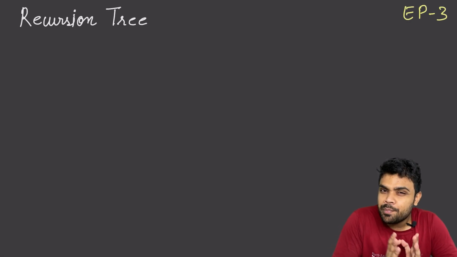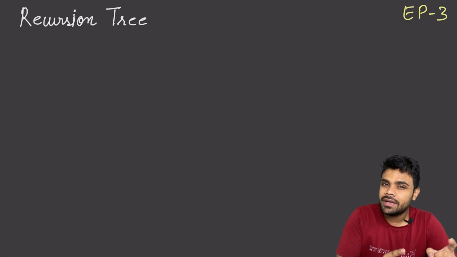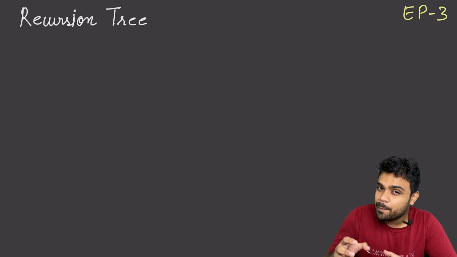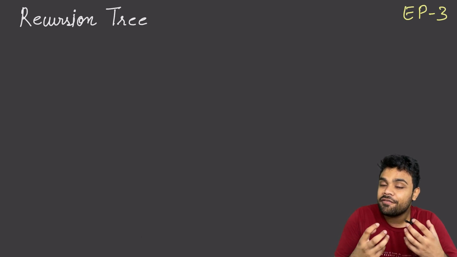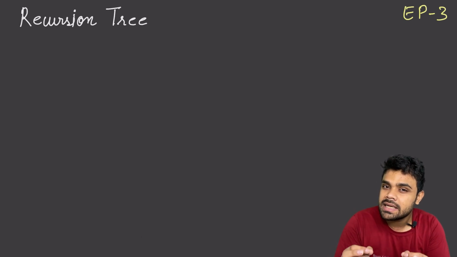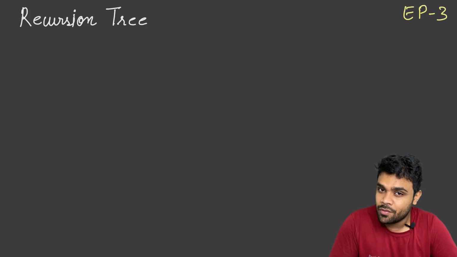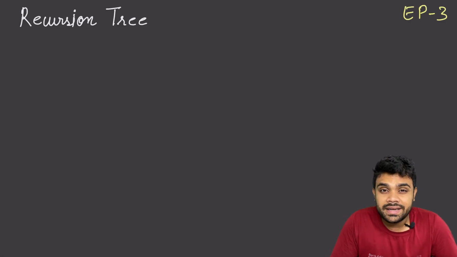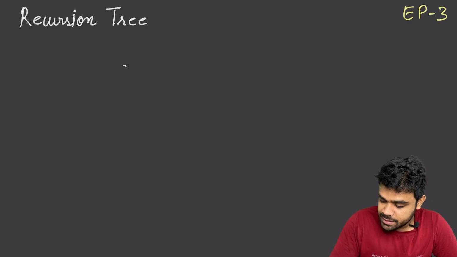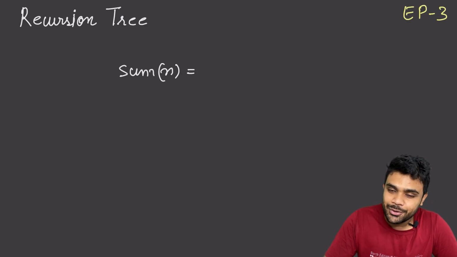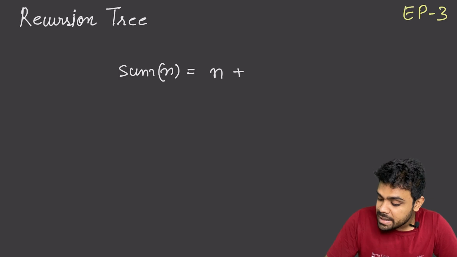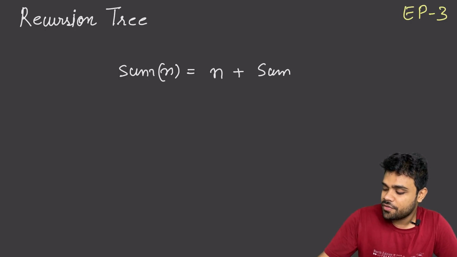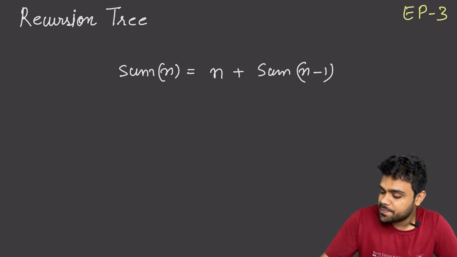Alright, so as we broke down the problem of n factorial into a recursive problem, you can break down the problem of finding the summation of n natural numbers into a recursive problem as well. I want you to pause the video and try to code it by yourself. So we want to find the sum of n natural numbers, right? Sum of n natural numbers is equal to n plus sum of n minus 1 natural numbers.